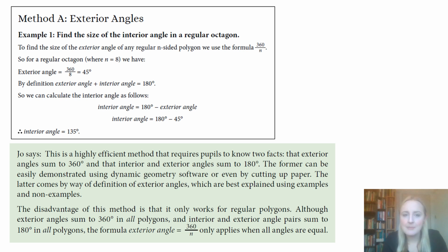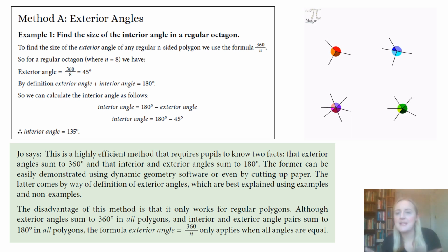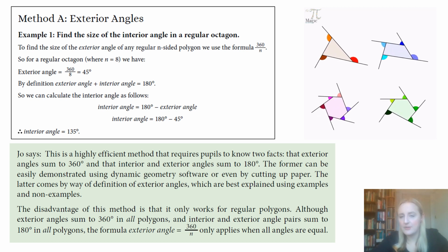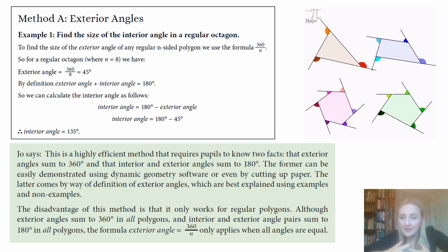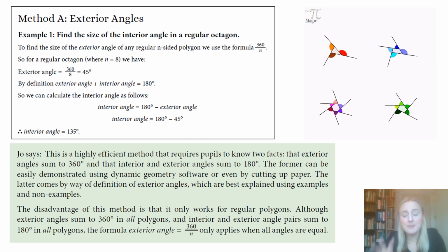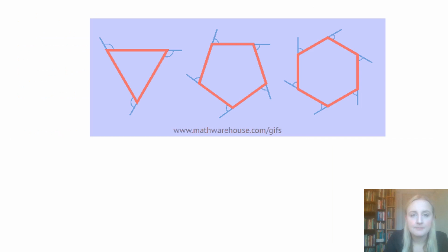And when I say dynamic geometry software for demonstrating it, I mean things like this GIF, which is really lovely, which shows that in any polygon, if you bring those exterior angles together, then they meet at a point and therefore sum to 360. I'll talk a bit more about ways to demonstrate it.